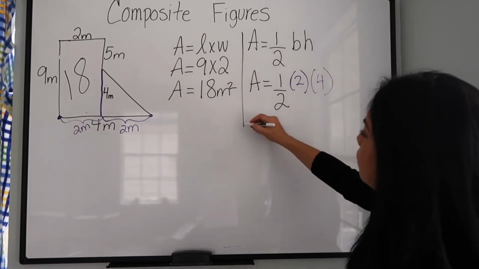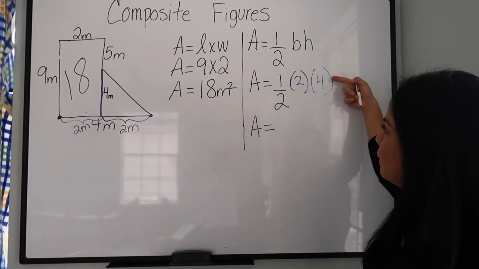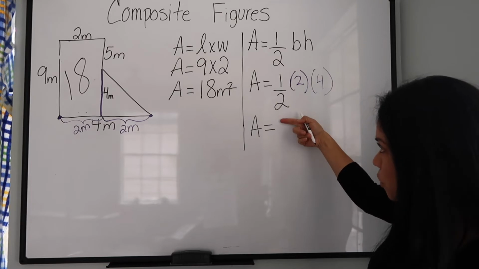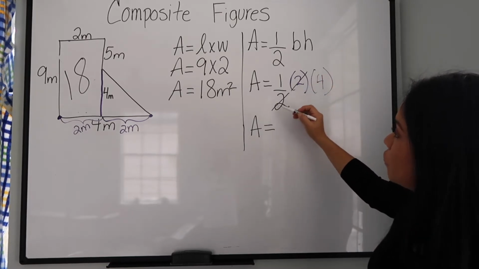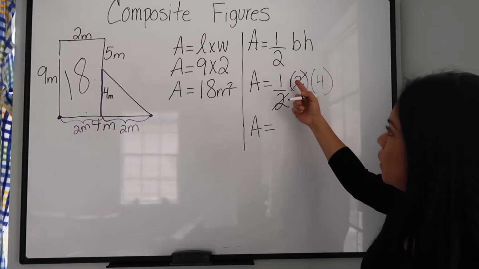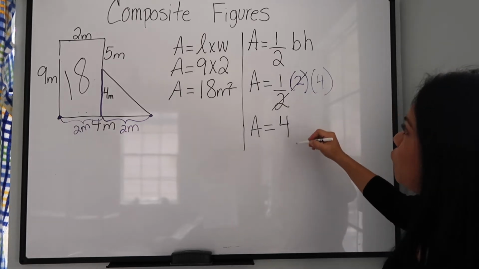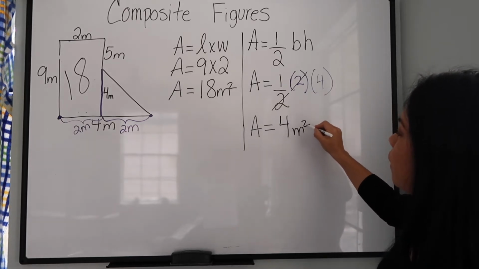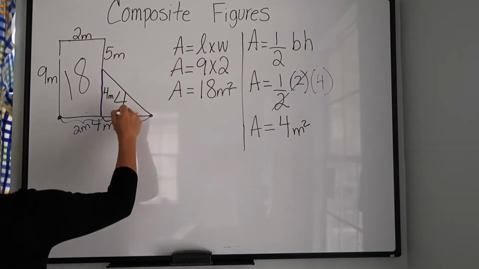Now, what we're gonna do, we're gonna multiply. One way is to multiply straight across, then divide by 2. We can also simplify. 2 over 2 equals 1. And then 4 times 1 is 4. Either way, you're gonna get 4 meters squared for the area of the triangle.